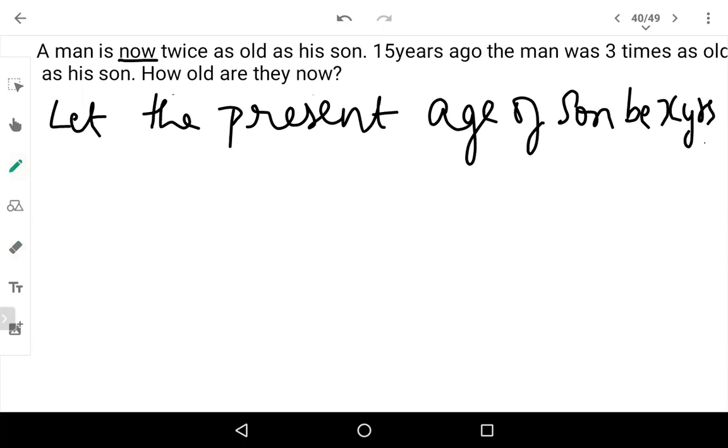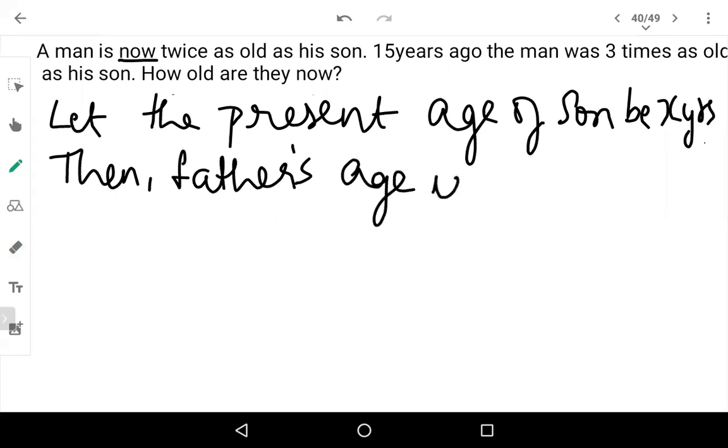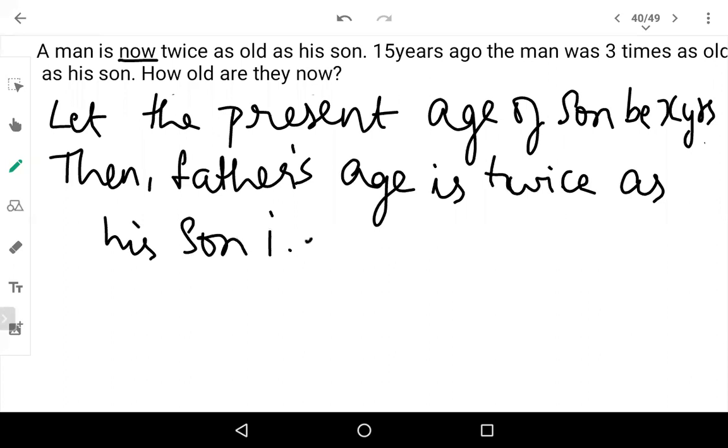Now next. Then father's age is twice as his son, that is 2 into x, which is 2x. Understood? Father's age is twice as his son, so 2 into x is 2x. Now next, this was the first part of the question. We only solved until here. Now the second part of the question.